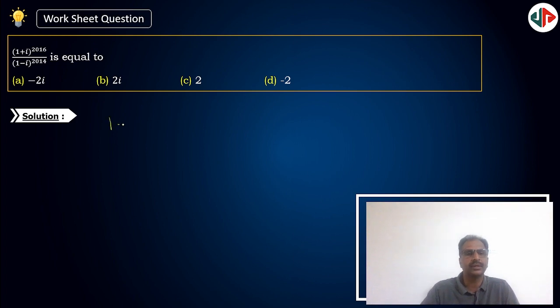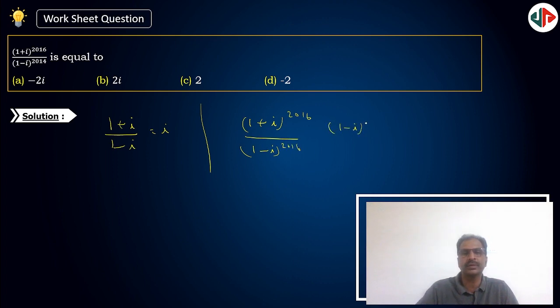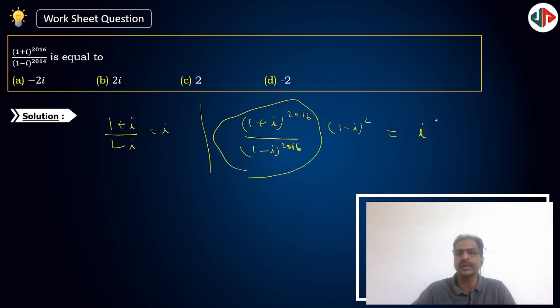Next. Already I told you 1 plus i by 1 minus i will be i. Now, the given expression can be written like this: 1 plus i whole power 2016 by 1 minus i whole power 2016 into 1 minus i whole square. I write 1 minus i whole power 2014 like this: 2016 into 1 minus i whole square. Then what is the value of this? 1 plus i by 1 minus i power 2016 into 1 plus i square minus 2i.